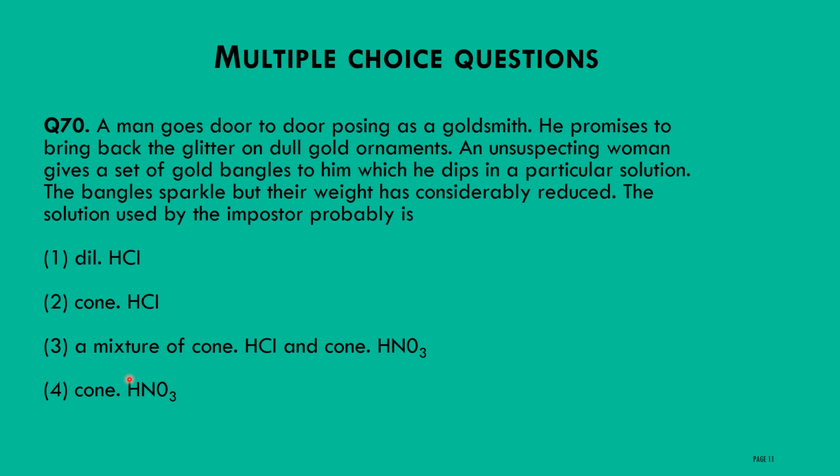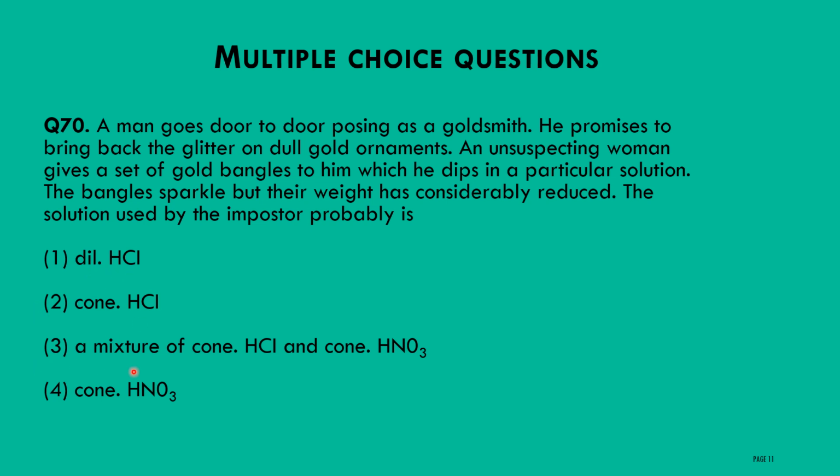Question number 70. A man goes door to door posing as a goldsmith. He promises to bring back the glitter of dull gold ornaments. An unsuspecting woman gives a set of gold bangles to him, which he dips in a particular solution. The bangles sparkle, but their weight has considerably reduced. The solution used by the impostor probably is: first option, dilute hydrochloric acid. Second option, concentrated hydrochloric acid.